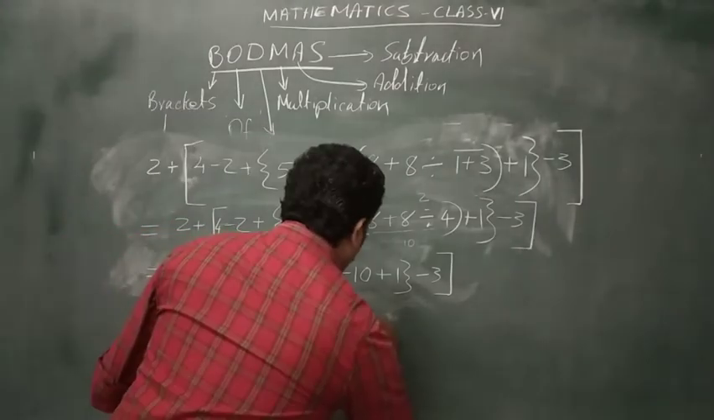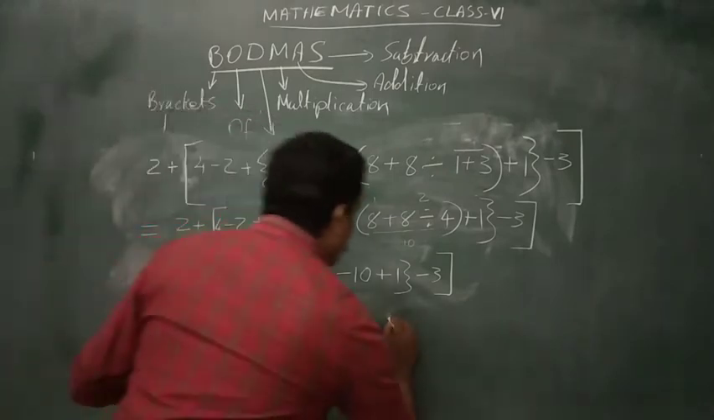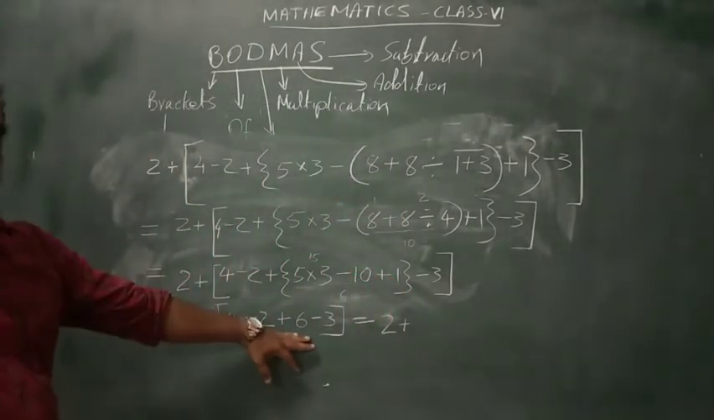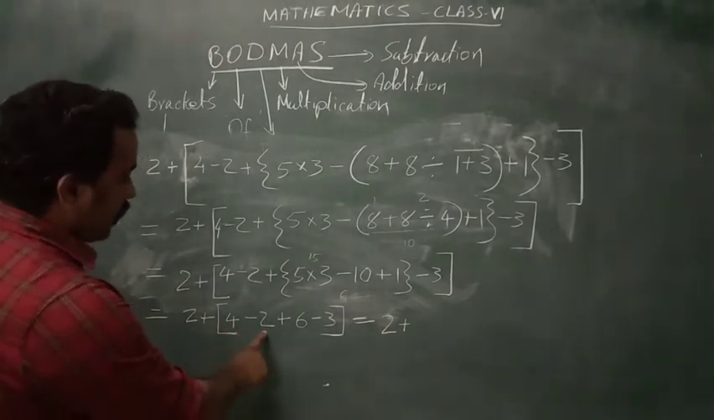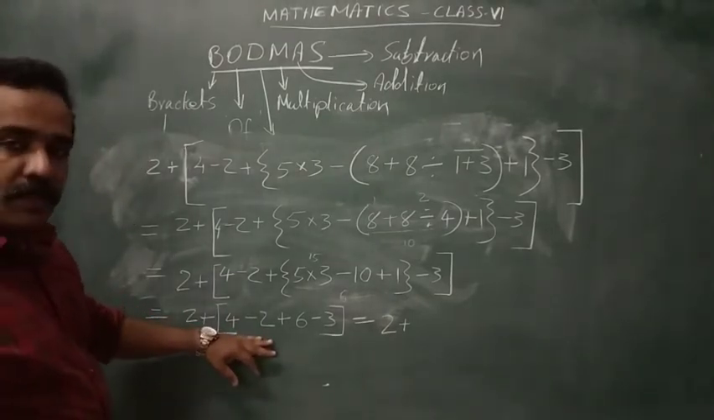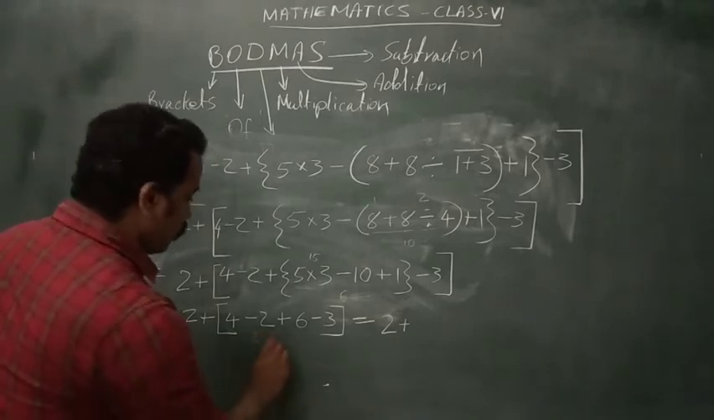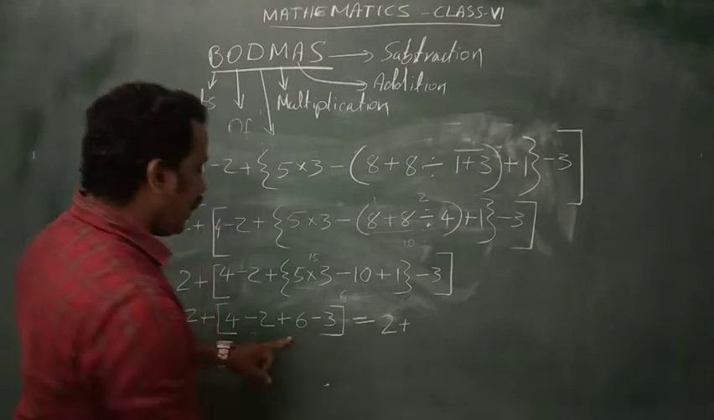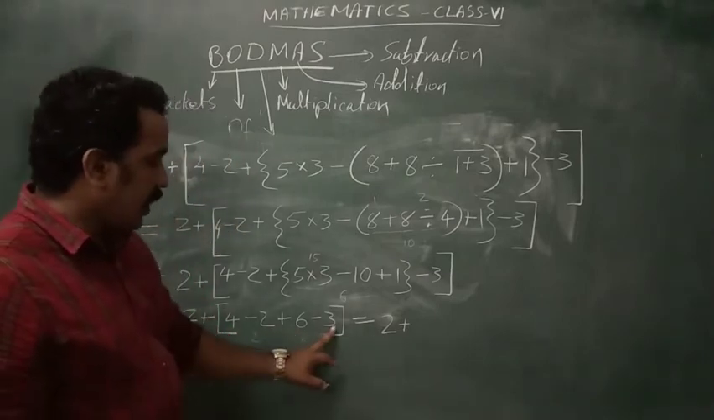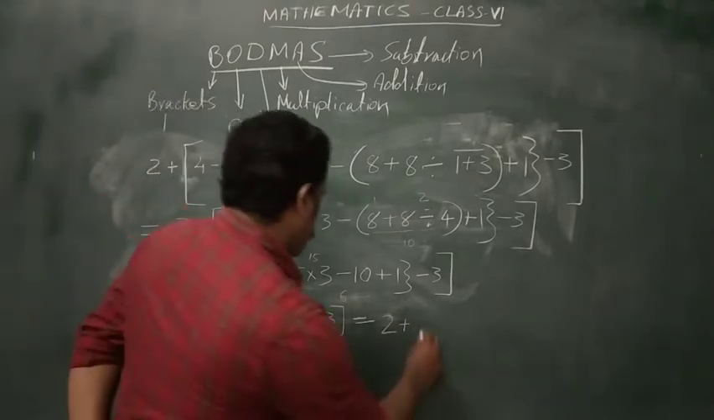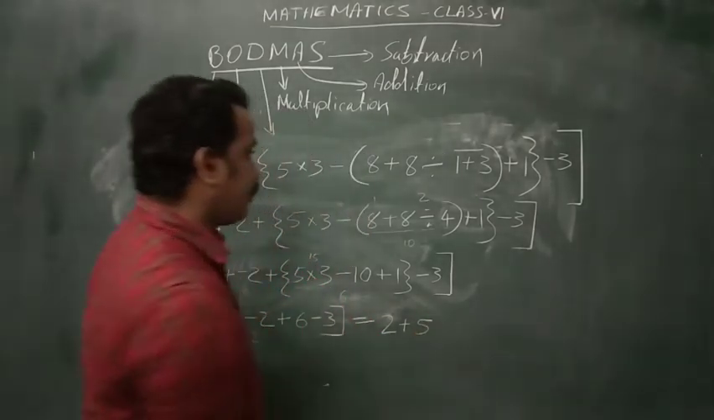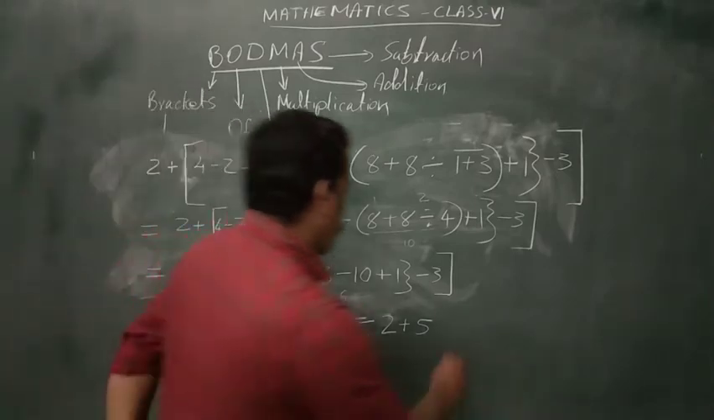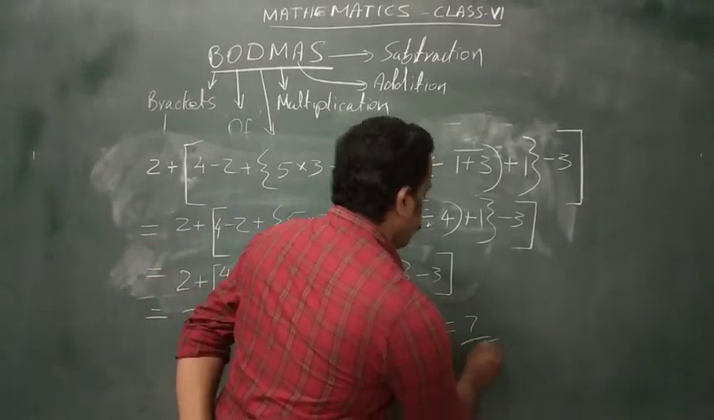So then we can write here 2 plus, what is inside the square bracket? Simplify that. 4 minus 2. 4 minus 2 is 2. Then 2 plus 6 becomes 8. 8 minus 3, 5. So the answer is 2 plus 5, that is equal to 7.